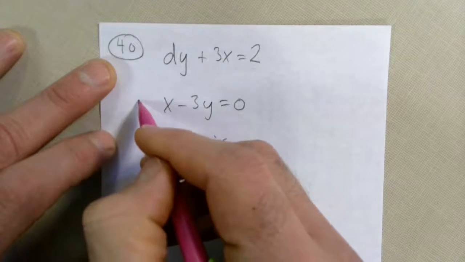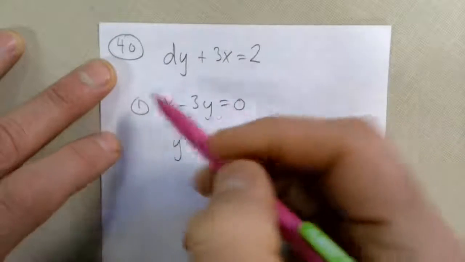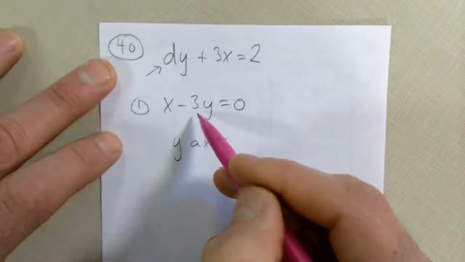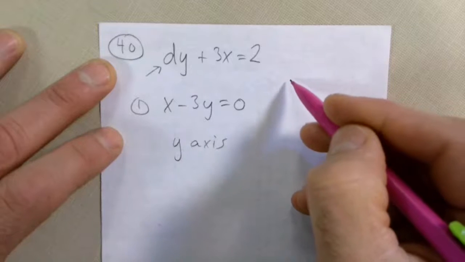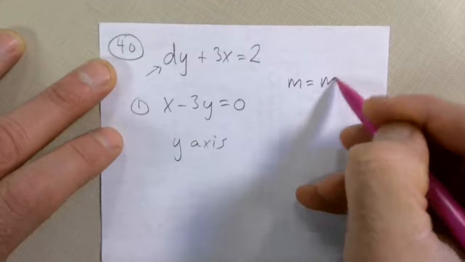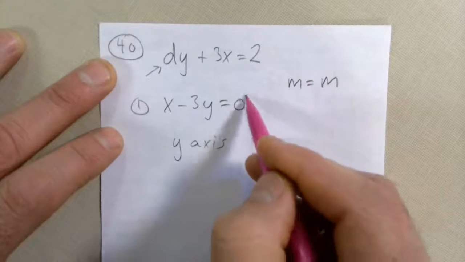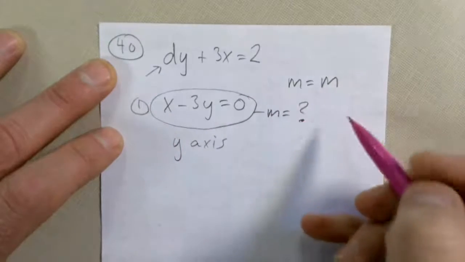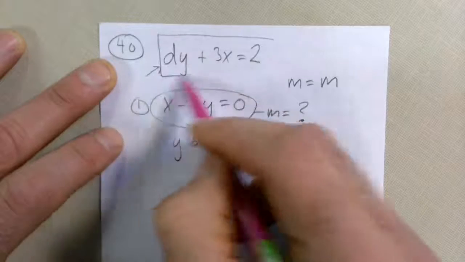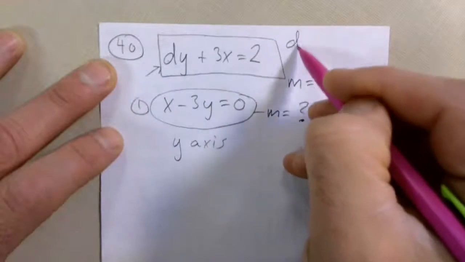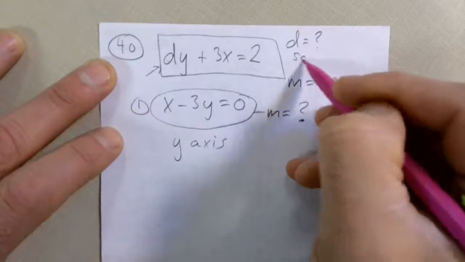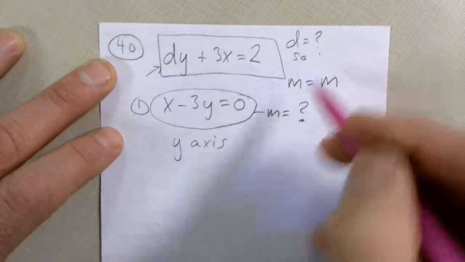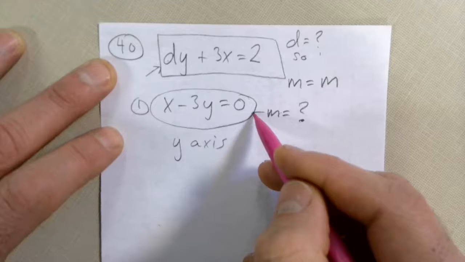So question one is, how do I make this one parallel to this one? Well, what does parallel mean in terms of slope? The m has to equal the m. So what m is this? M equals, and then we have to put the right d in there. So d equals something, so the m's will be the same. Step one is find the m of this equation.